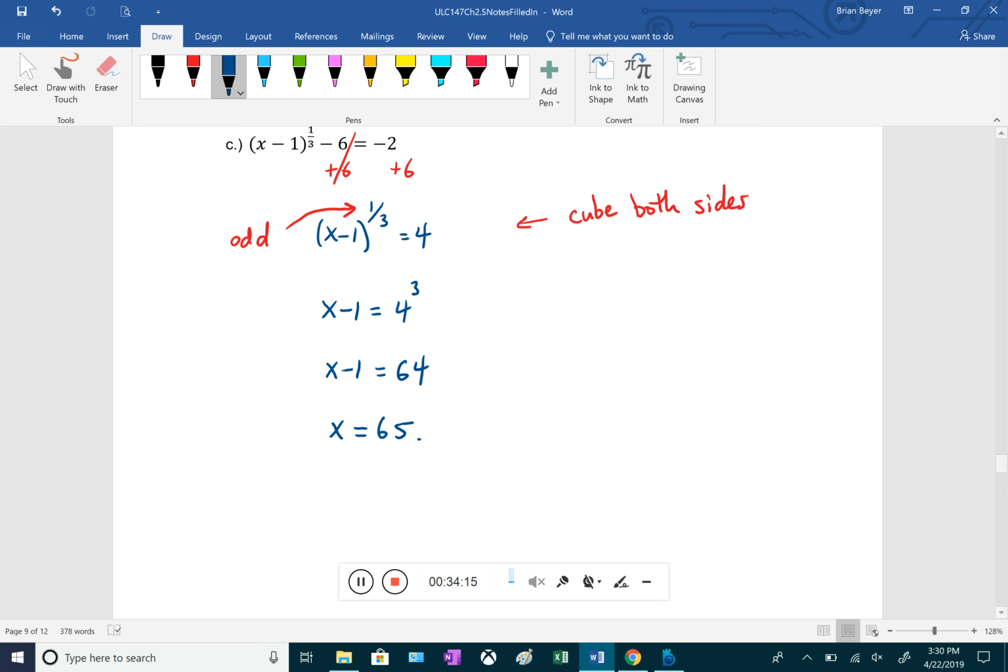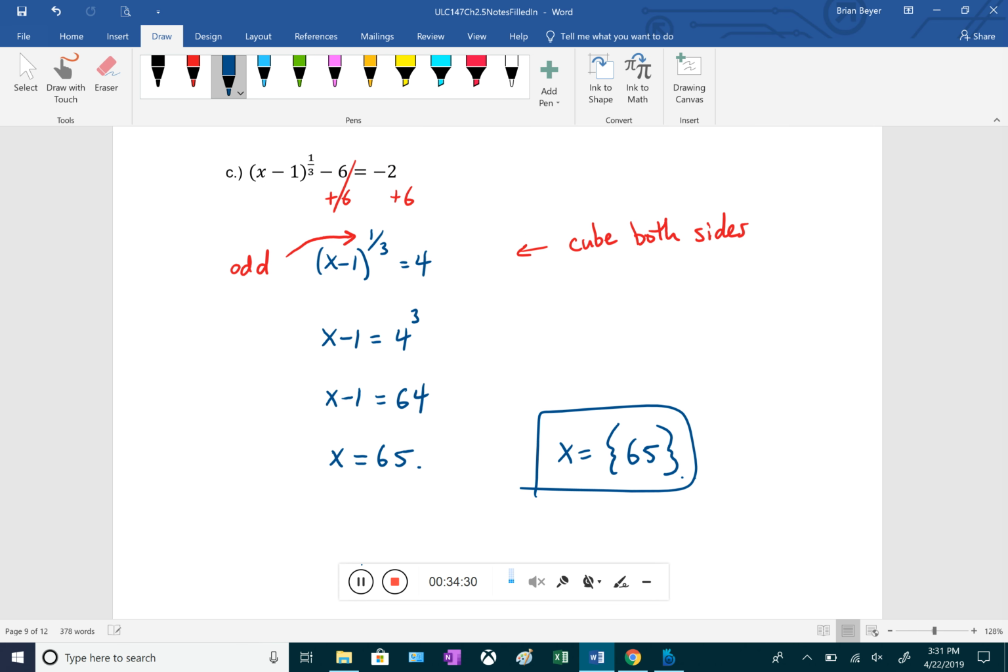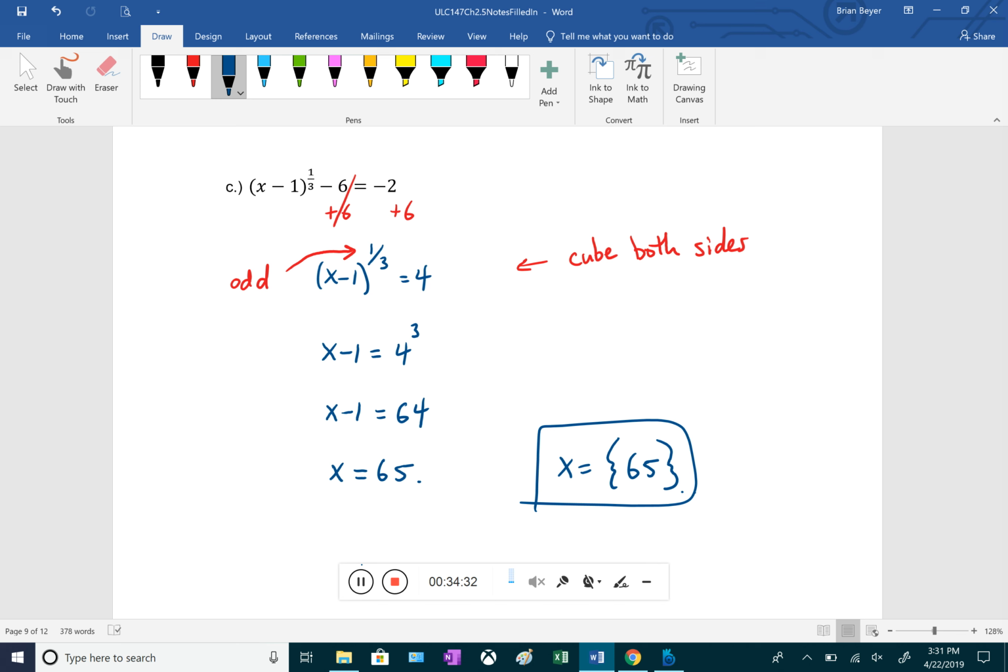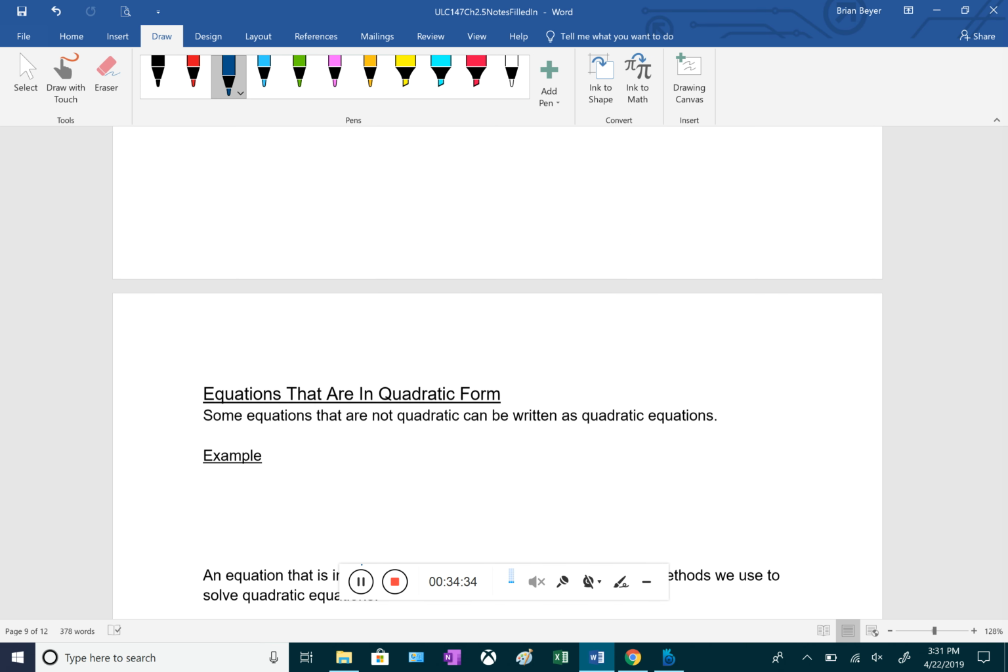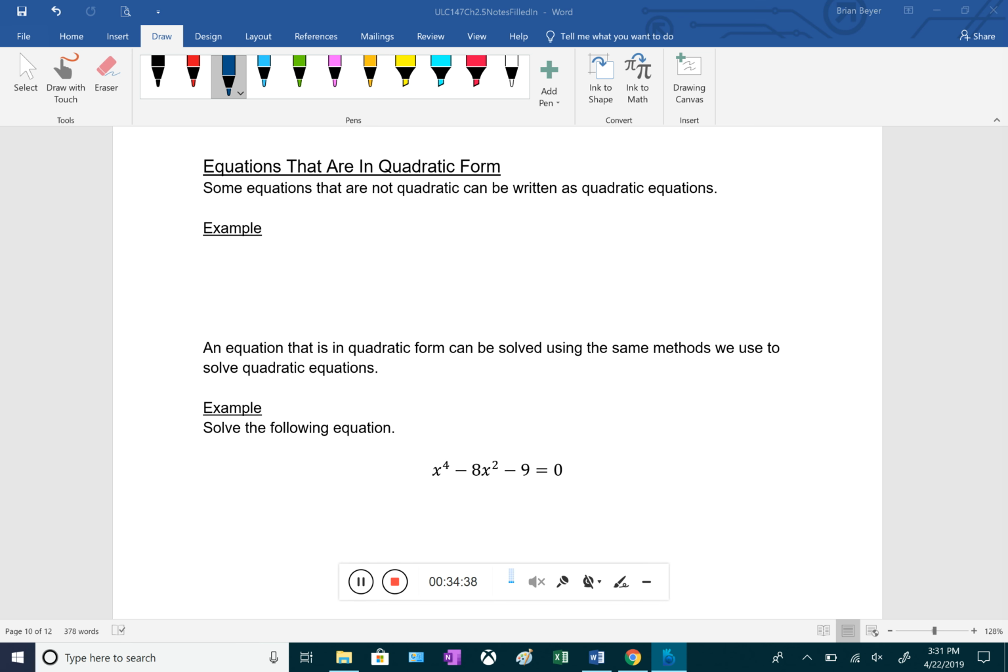Okay, so that one is actually pretty nice. Let me just write it in a solution set. So this one would be pretty easy to check. You just have to plug in the 65 with no fractions, and it'd be pretty simple. Okay, so moving on to the next thing. So equations that are in quadratic form. So I'll just do one example of this.